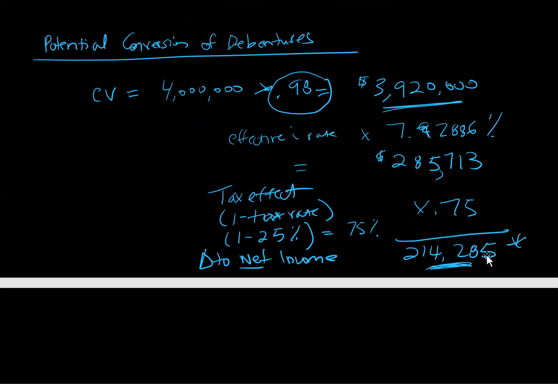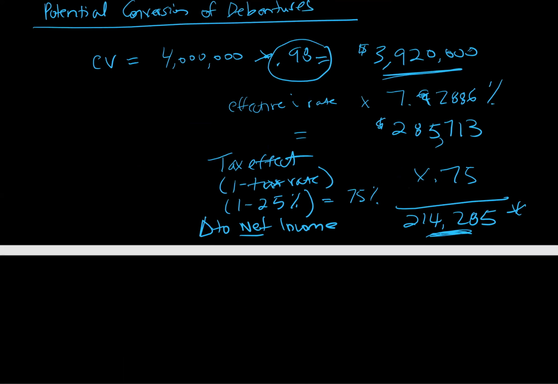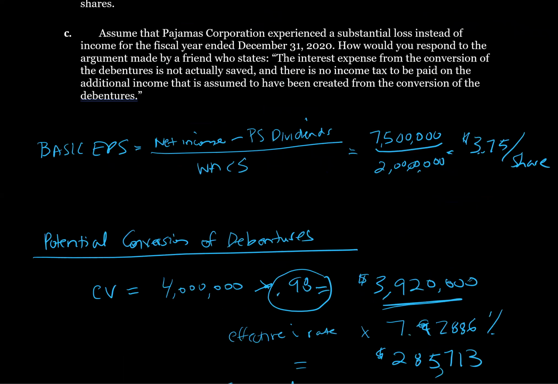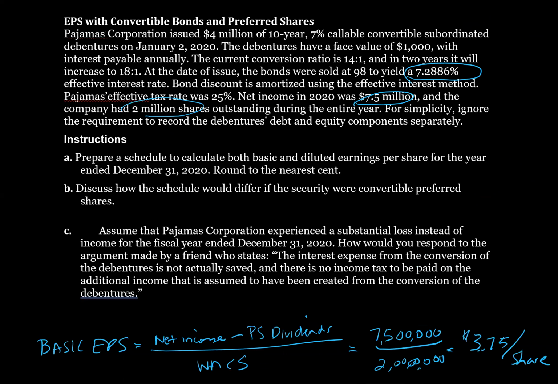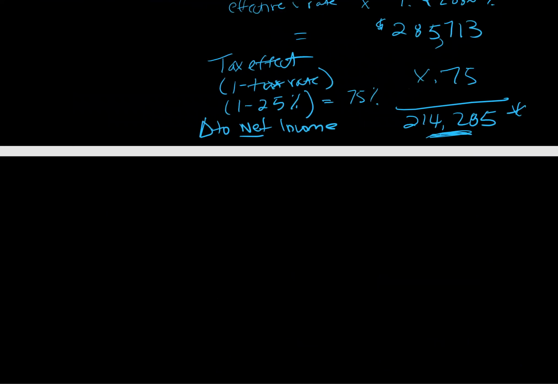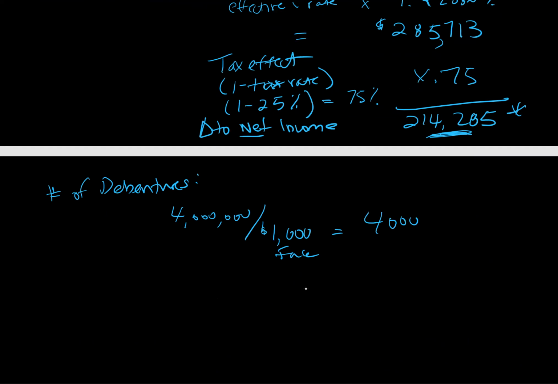Now let's figure out what the adjustment is to the common share number. So how many common shares are going to be added when this is converted? So we've got the $4 million face value. This is the 4 million, but each debenture had a face value of $1,000. So how many debentures is that going to be? Let's just say here, number of debentures. So we're going to have 4 million divided by $1,000 face, which is going to give us 4,000 debentures, not 4,000 shares, but 4,000 debentures.